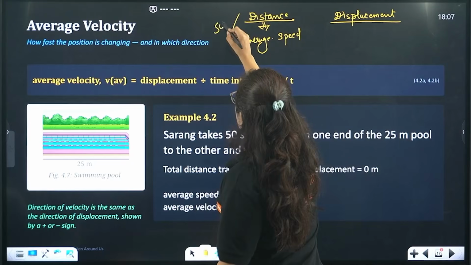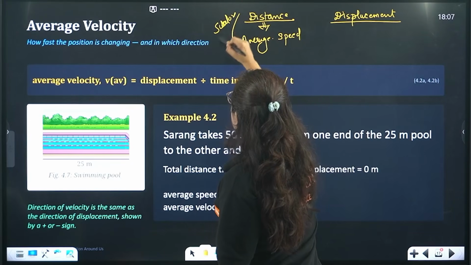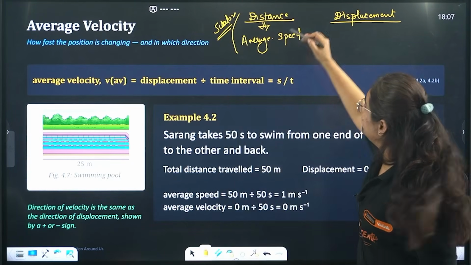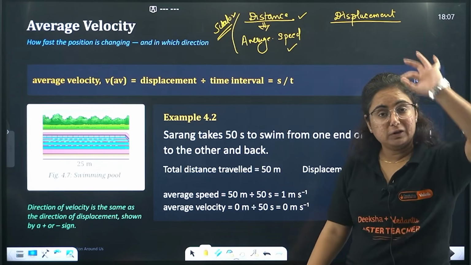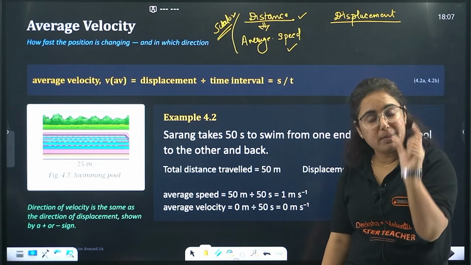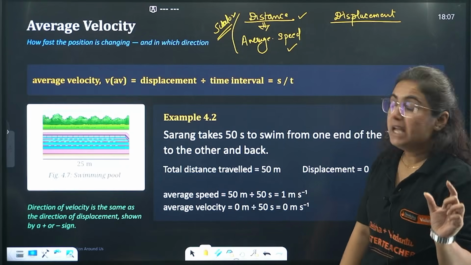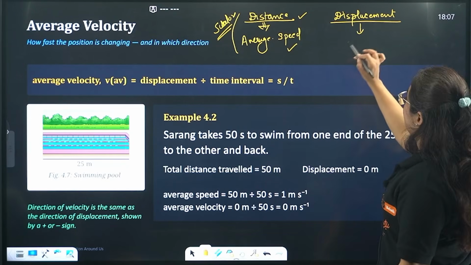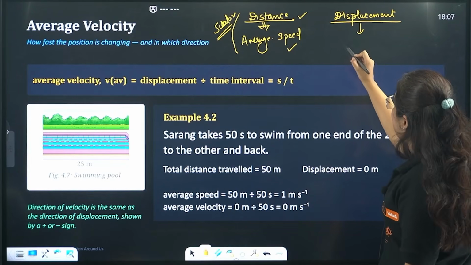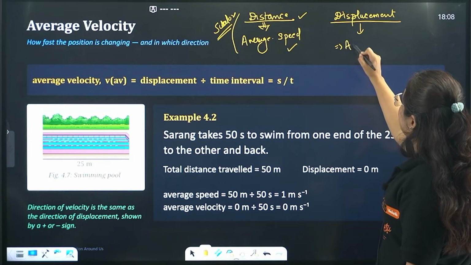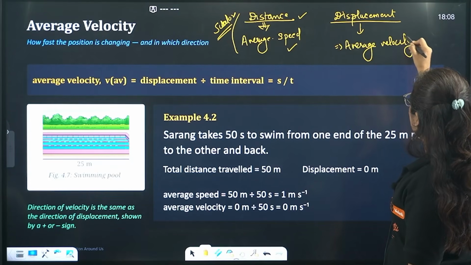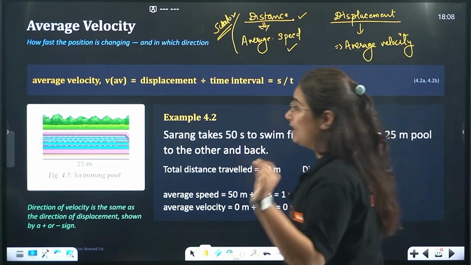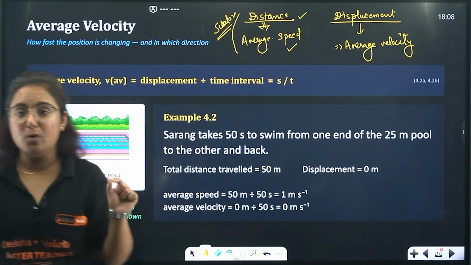Both of these are scalar quantities, because neither talks about direction. Both of them only and only discuss magnitude, that is a number. Now there is a concept related to displacement, that is average velocity. Average velocity is the velocity at which the person is moving.